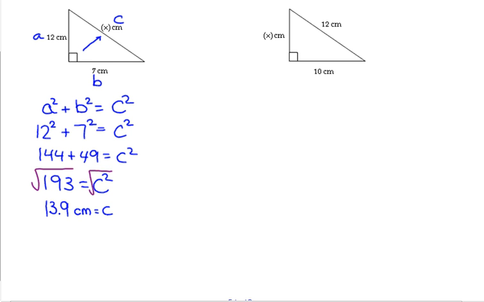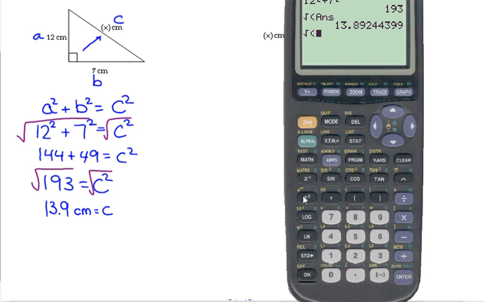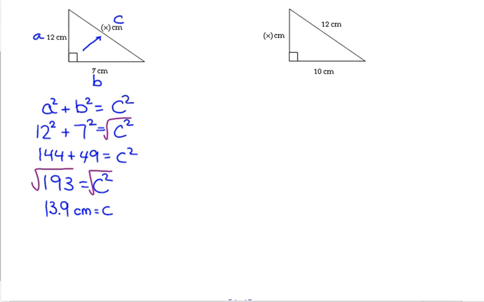Okay. Now, if you wanted to type this in all at once, that's what Professor Vader was doing. He's square rooting both sides off the bat. So you could actually type this in as square root of 12 squared plus 7 squared. And there's my answer. All in one step. Bare minimum, I want you to write that step down. Okay, the square root of 12 squared plus 7 squared. And then your answer.